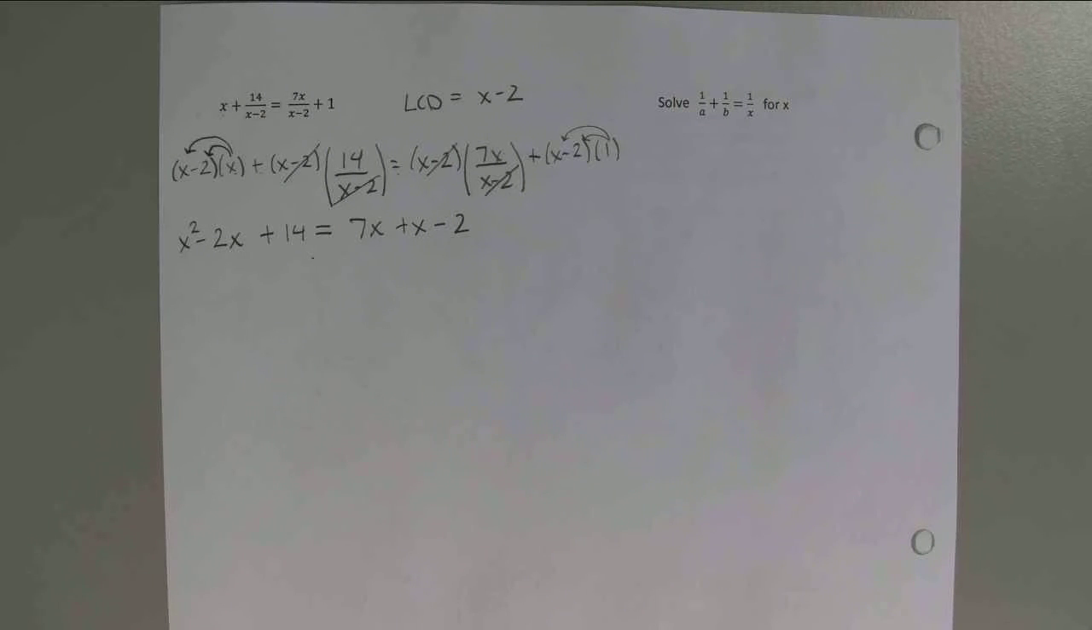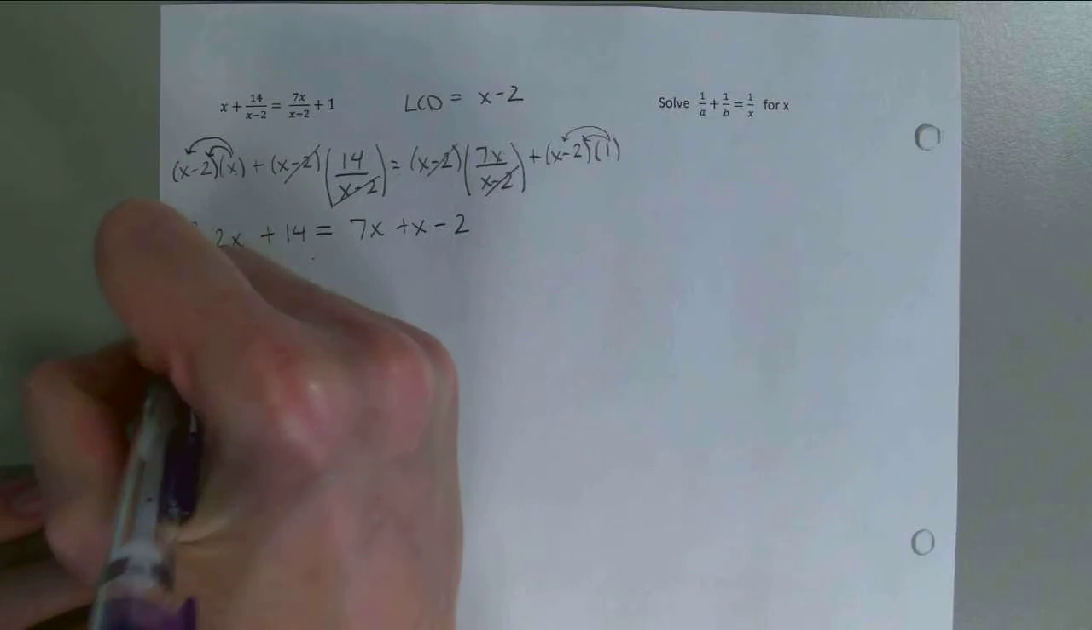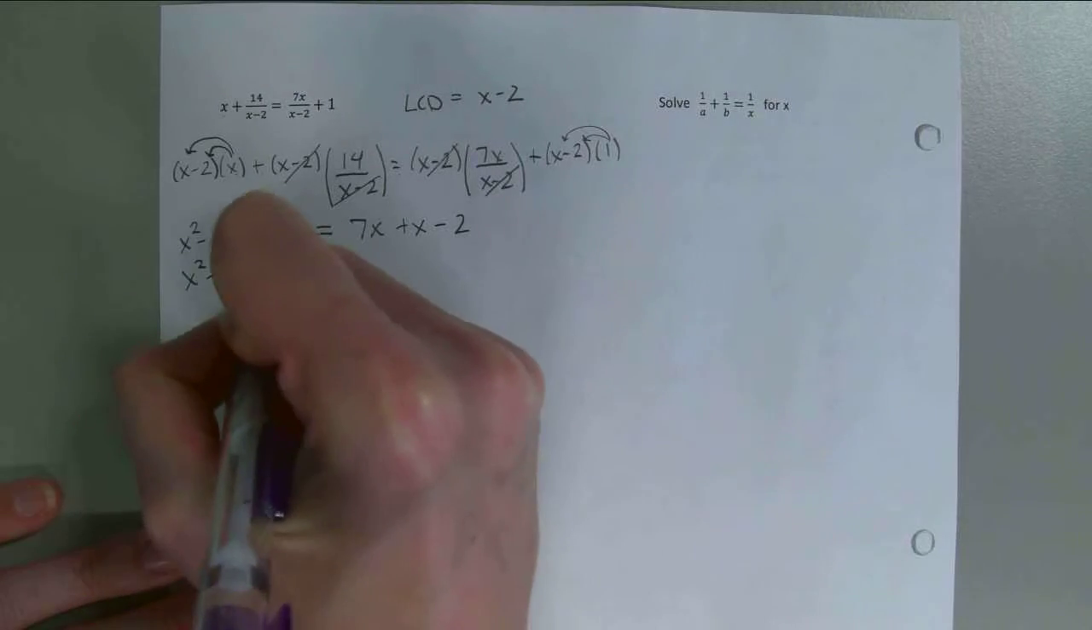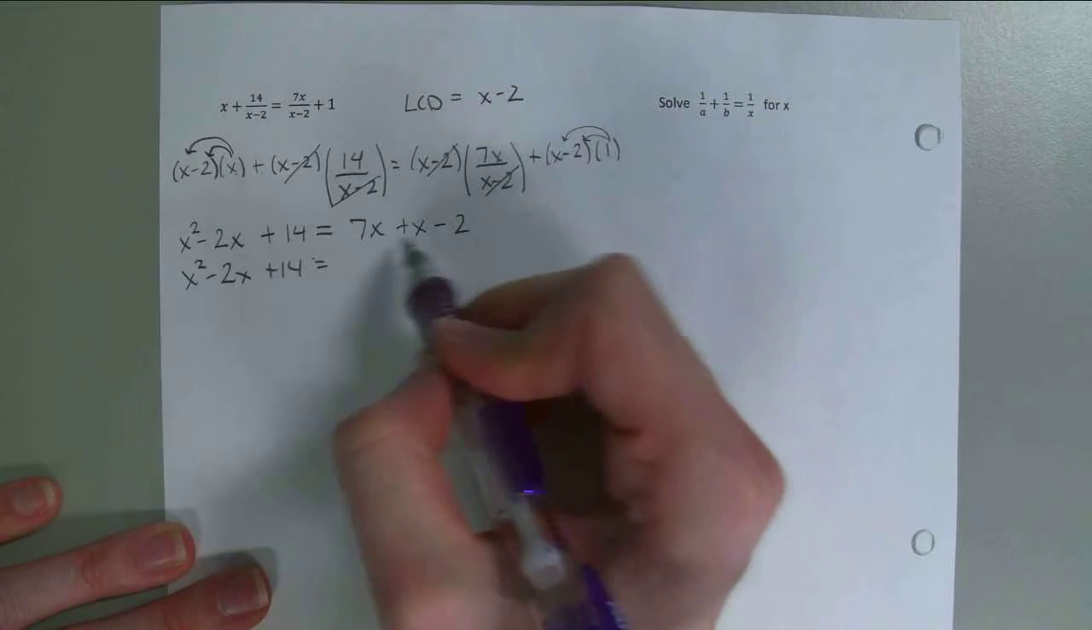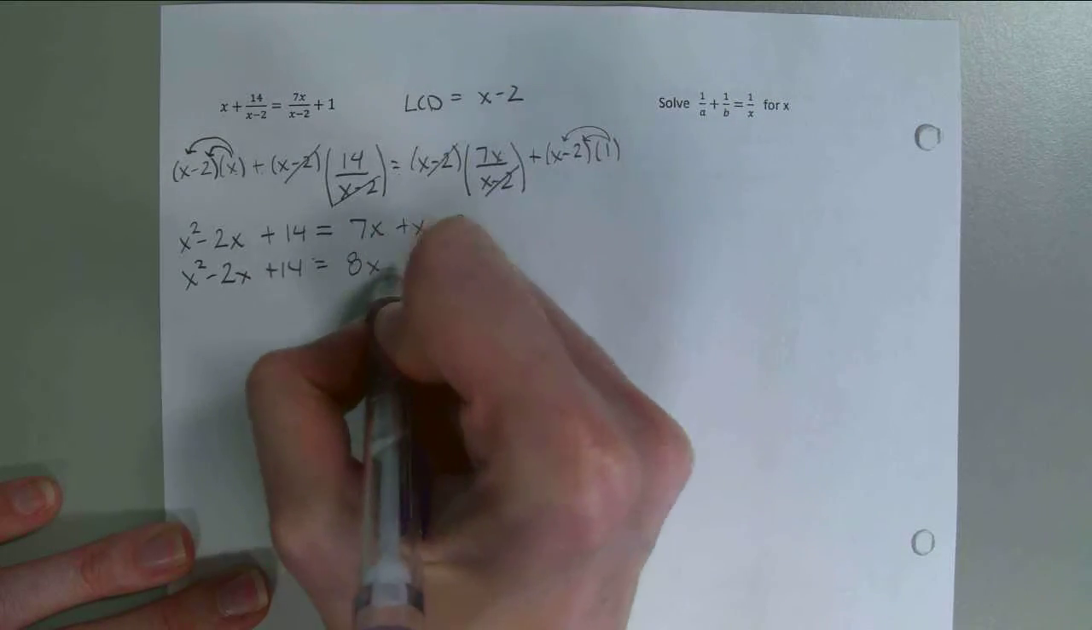So a quadratic popped out again. I'm going to gather like terms on the left. I can't do anything more. We'll wait as we gather like terms on the right. So this is x squared minus 2x plus 14 equals, what are we going to have over here? 8x minus 2. Does that look right?